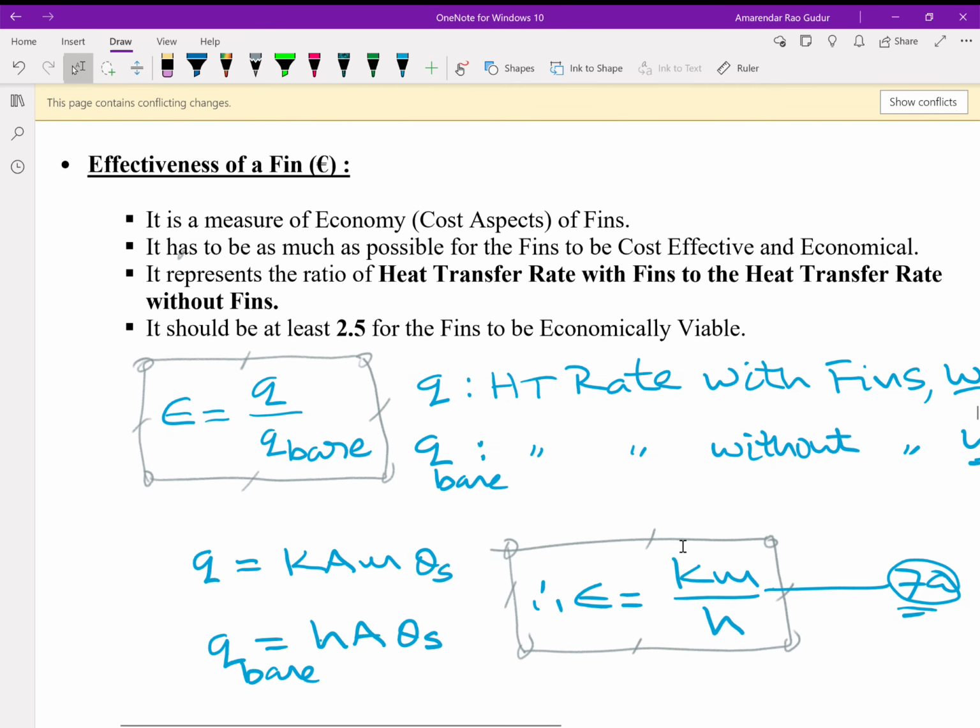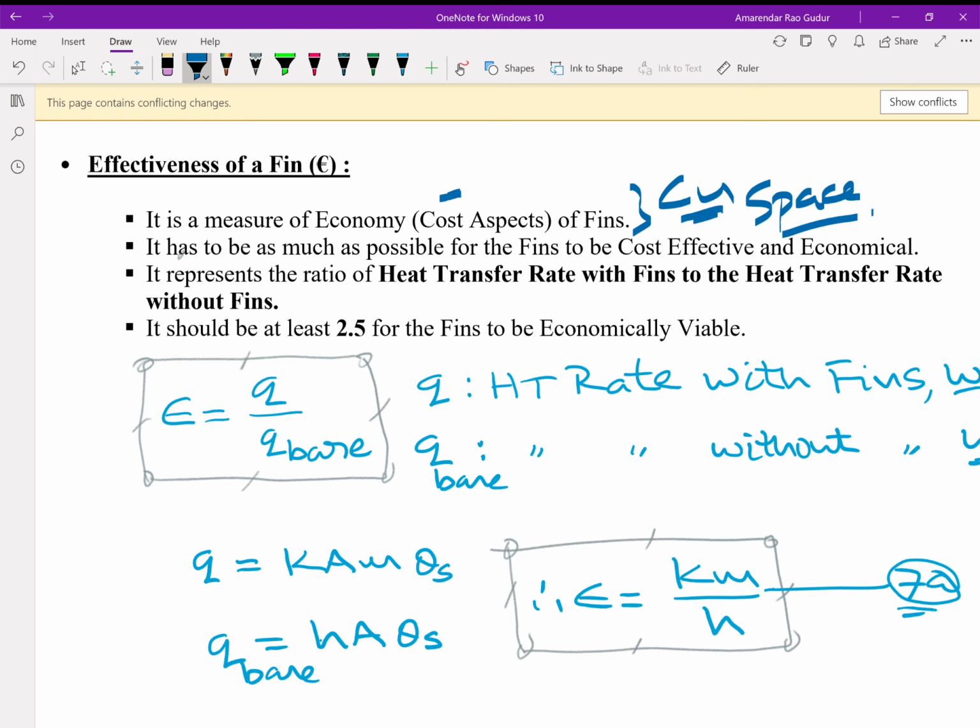Then we talk about another parameter called fin effectiveness. Fin effectiveness is a measure of the cost aspects of the fins. Whenever you are going for fins, it involves so much cost. You have to purchase the material, maybe copper, maybe aluminum, which involves some cost. You have to manufacture it, go through various mechanical processes, which involves some cost. You have to maintain the fins, again there is cost. And you have to provide some space for the fins, which becomes very crucial in automobile applications. Again that involves some cost.